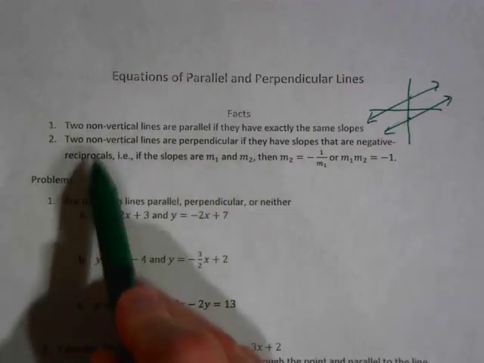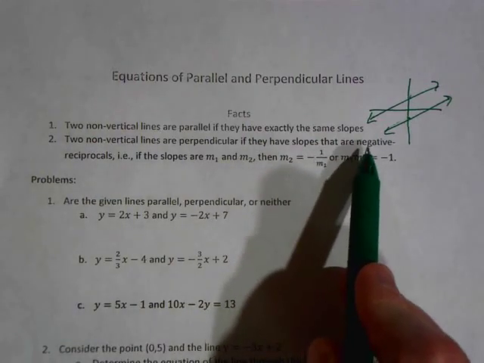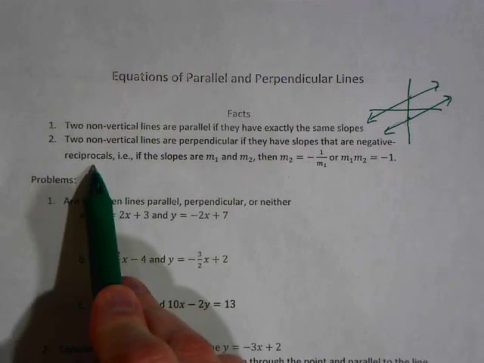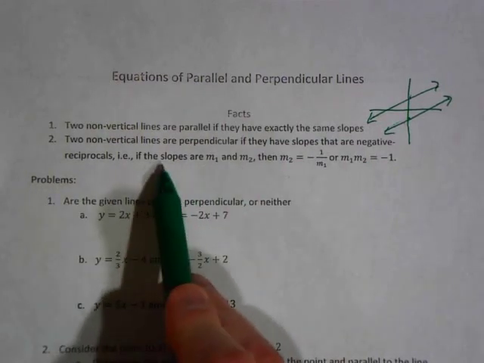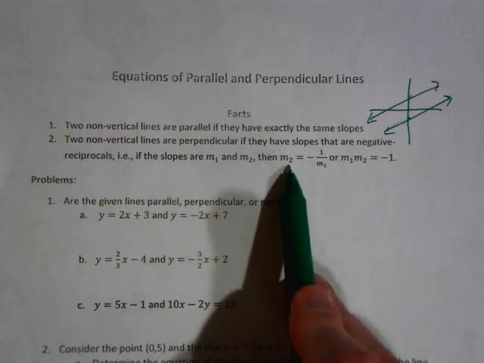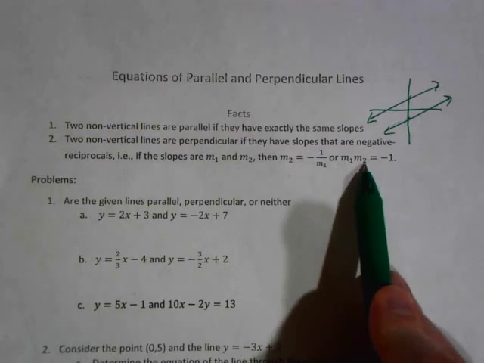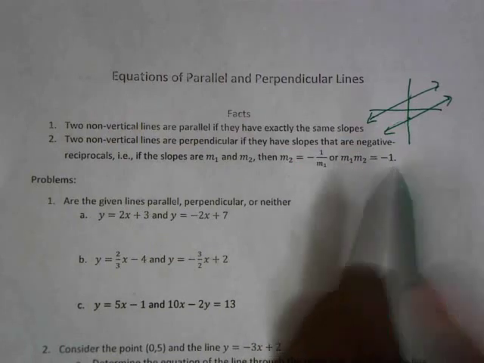And the second fact is two non-vertical lines are perpendicular if they have slopes that are called negative reciprocals. All right, that's a fancy word. In other words, if the slopes are m1 and m2, then m2 is negative 1 over m1, or m1 times m2 equals negative 1. So let me give you some examples.